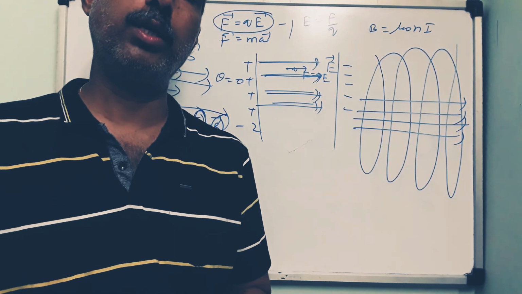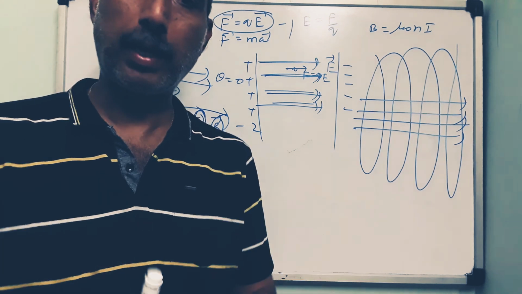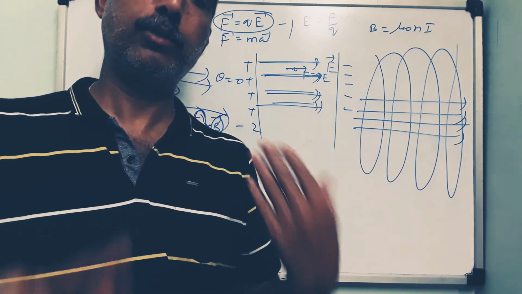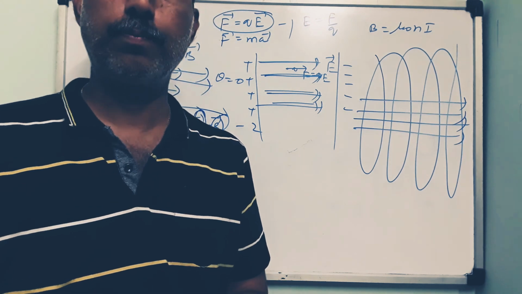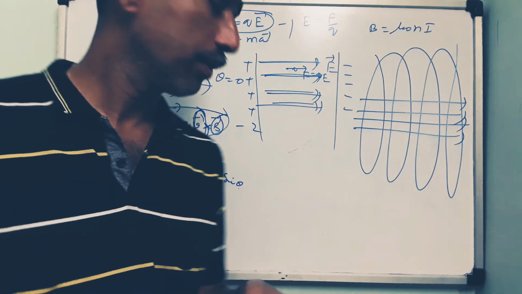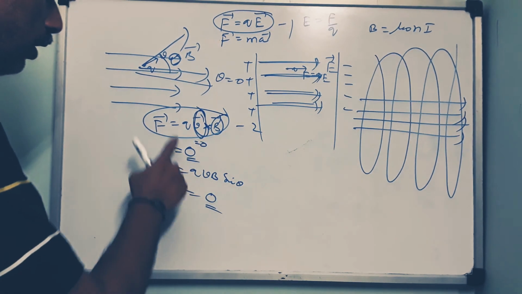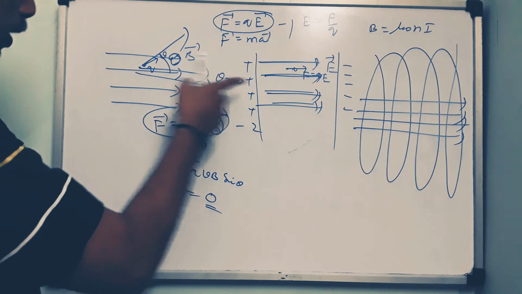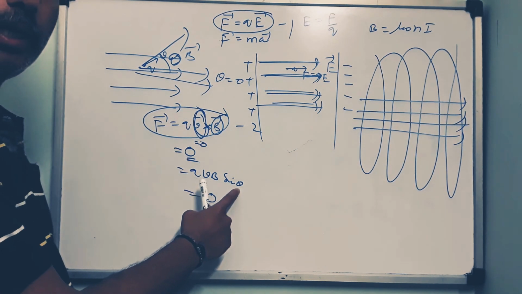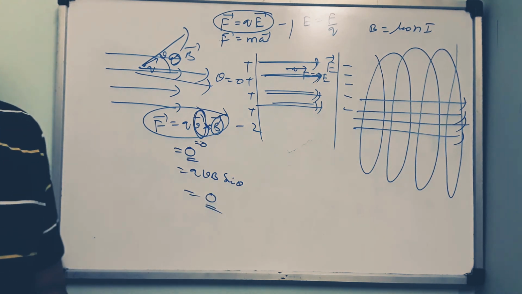Means in the magnetic field, if you place a charge at rest, it cannot have any force. The magnetic force will be 0. When does it experience force? Only when it moves. How should it move? It should not move parallel or anti-parallel to the field. If it moves parallel to the field, theta becomes 0, sin 0 is 0, and the entire force becomes 0. Anti-parallel means opposite direction, theta becomes 180 degrees, and sin 180 is also 0.